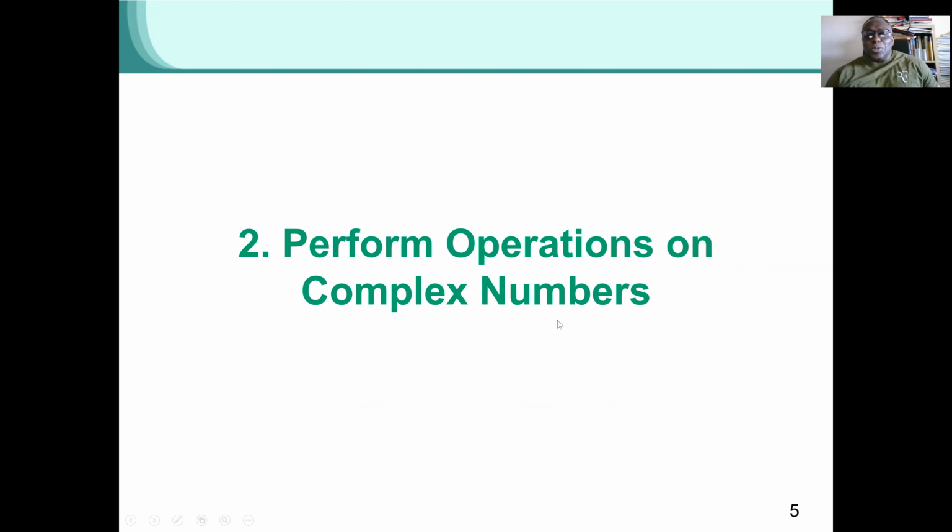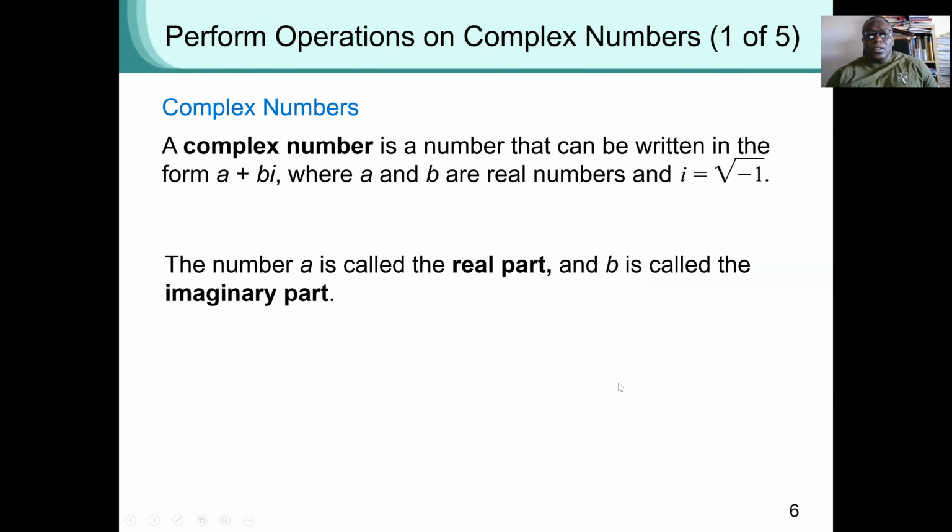So we're going to perform some operations on complex numbers. So here we say a complex number is a number written in the form of a plus bi. So a will be the real part and bi will be the imaginary part. A is called the real part and b is called the imaginary part. So, okay, a complex number consists of two parts, the real part and also the imaginary part. So an example is a plus bi. A is the real part, bi will be the imaginary part. We know i is what? Square root of negative 1.